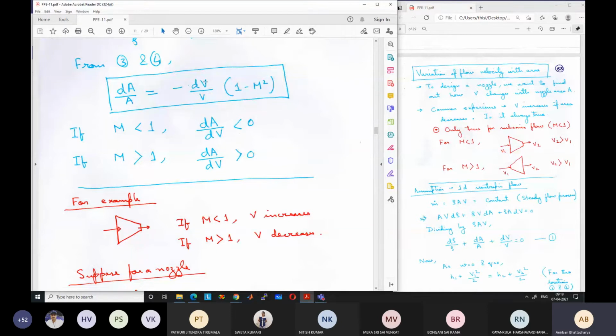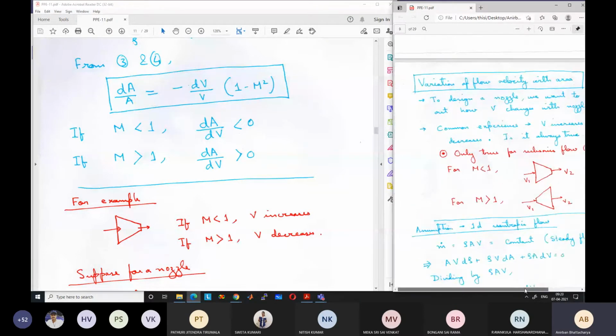So it means that if the area decreases, velocity will increase. And that is what we see in a nozzle, right? If the area decreases, velocity increases for subsonic flow.